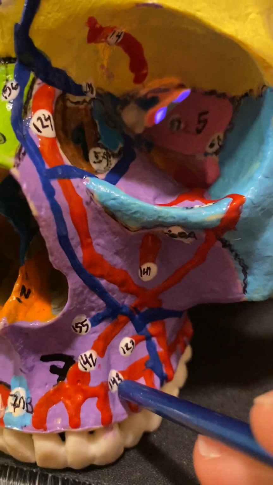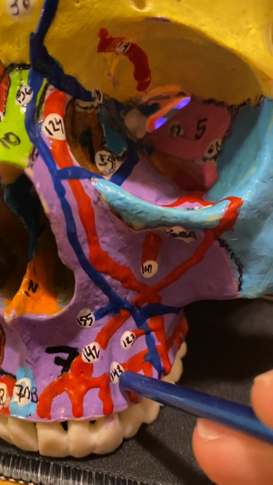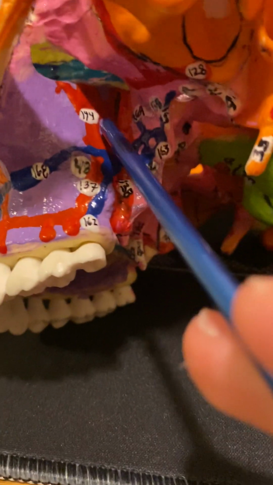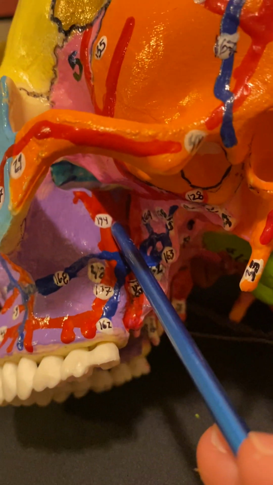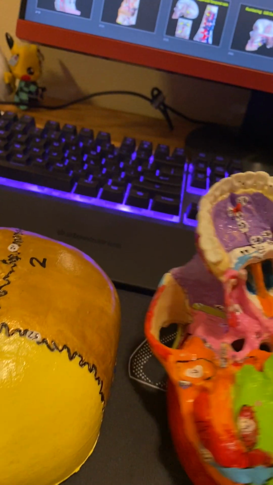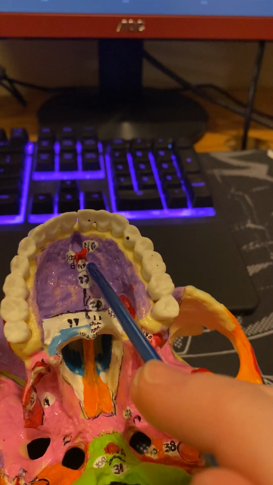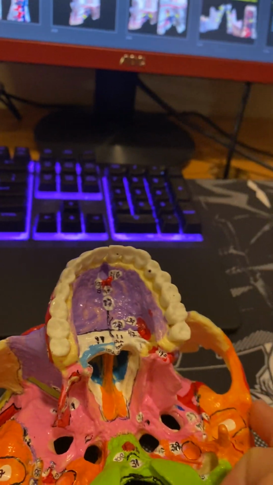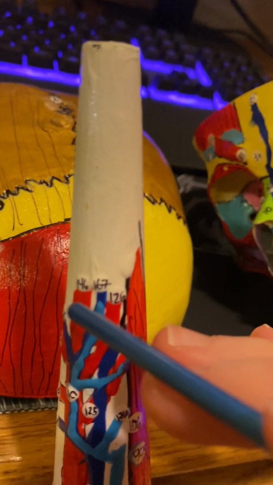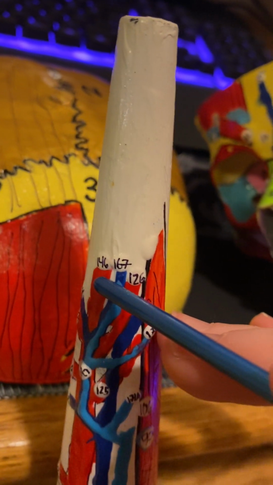143, we have the MSA artery. 144 back here, we have the sphenopalatine artery, and then 145 is the nasopalatine artery here. And then 146, we have the superficial temporal artery. It's gonna be right there. And then also 146 right here.